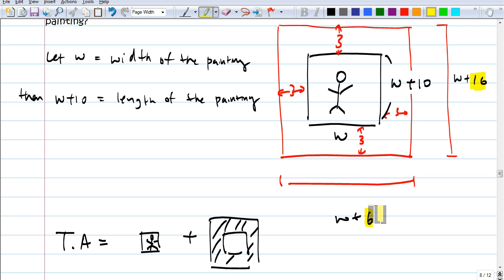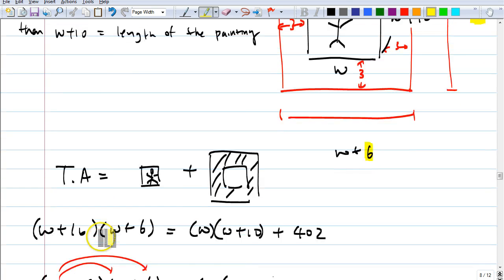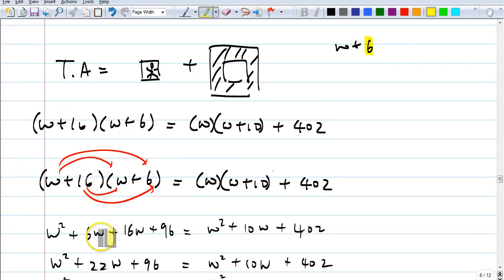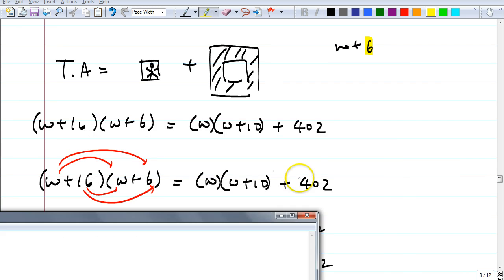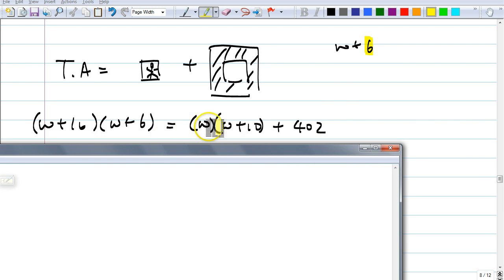W, so the area of the picture itself, you set the total area correctly. So I wrote this as you said, W plus 16, right? Times W plus 6 equals W times W plus 10 plus 402, right? Very good. Where did I get 402 from, class? Arvin?